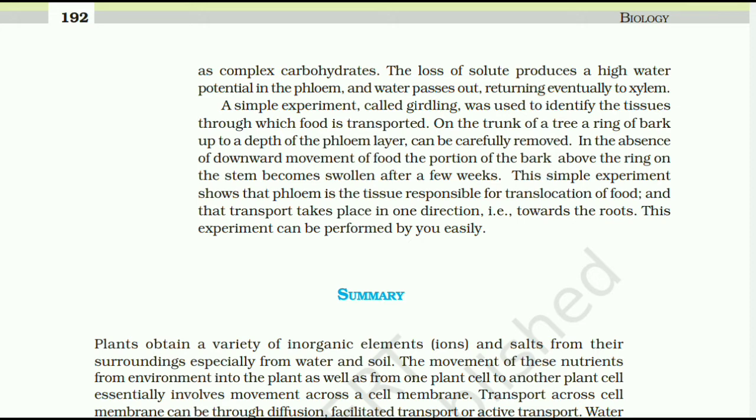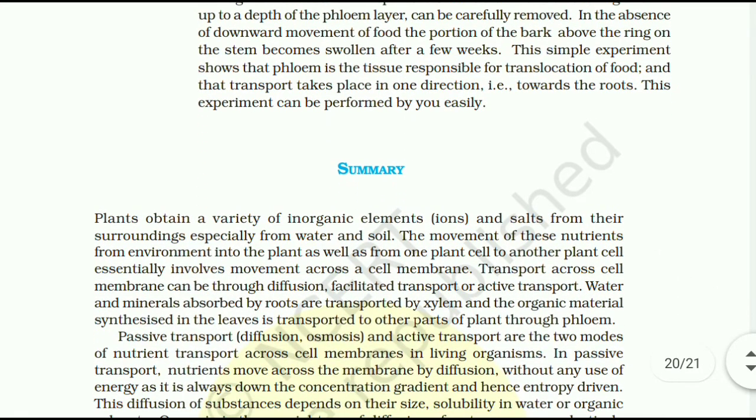This experiment shows that the phloem is the tissue responsible for translocation of food and that transport takes place only in one direction, that is towards the roots. This experiment can be performed by you easily.